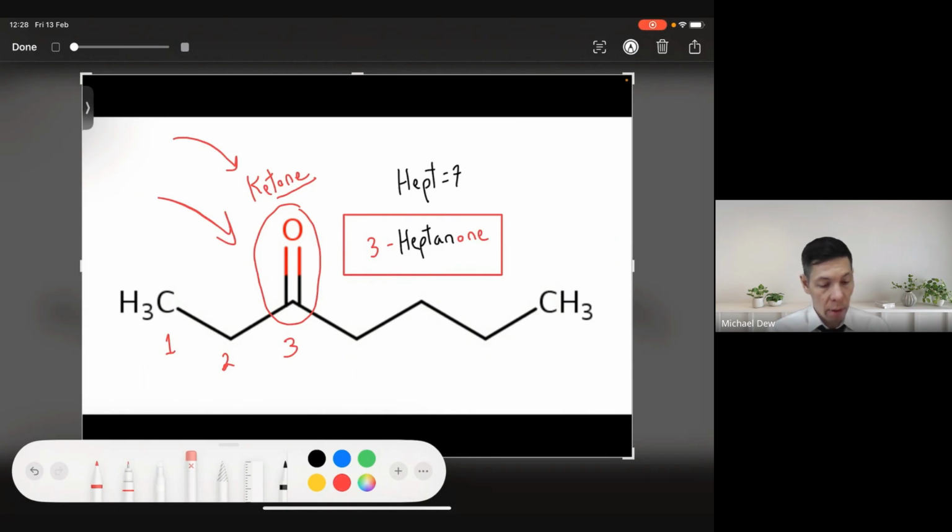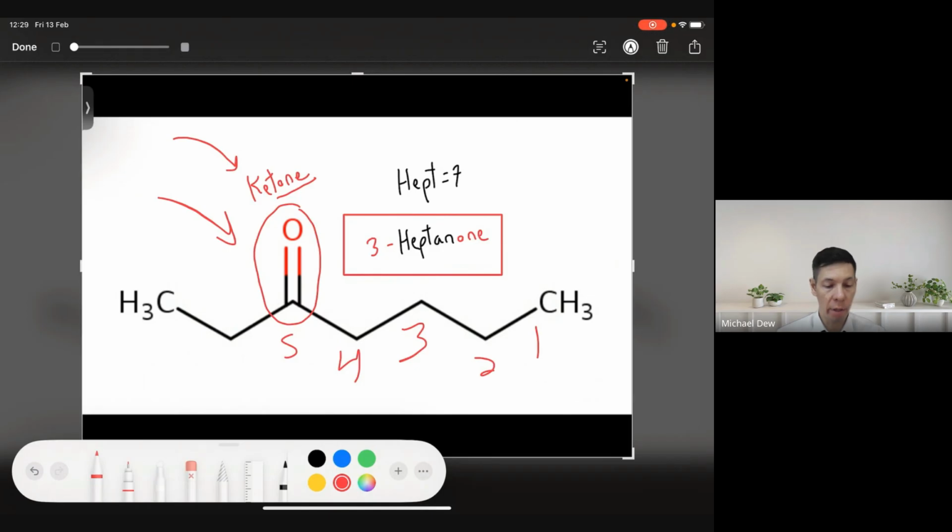If you counted from the right, for example, not the left, it would be 1, 2, 3, 4. It'd be on the 5th carbon, and there would be 5-heptanone. We don't do 5-heptanone because we're going to use the lowest number. 3 is lower than 5, so we don't say 5-heptanone. It's going to be 3-heptanone. So you count from the left and from the right, and whichever one gives you the lowest number, that's the number you use.